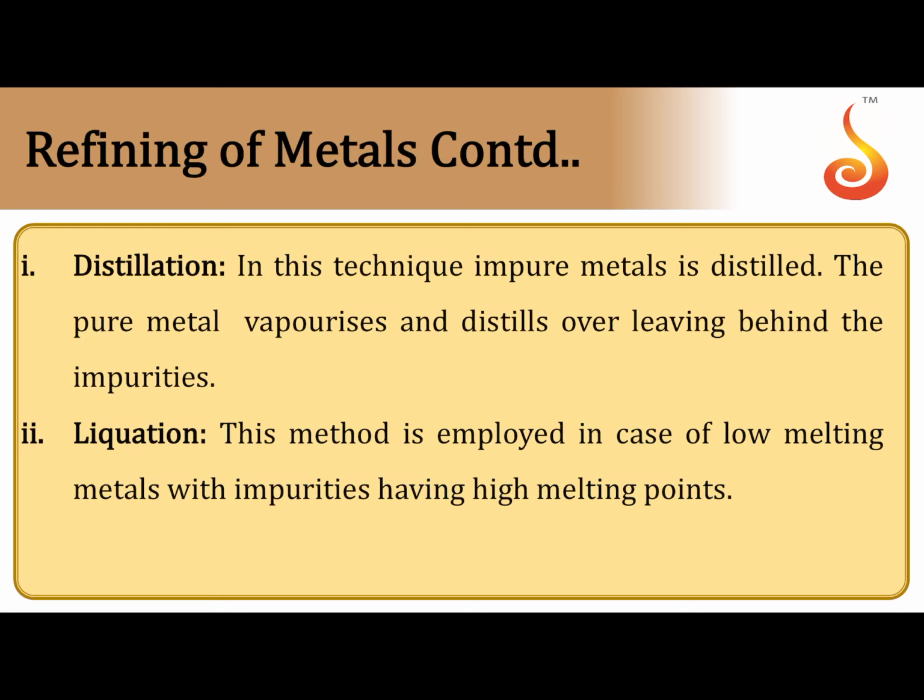Distillation: in this technique, impure metal is subjected to distillation. The pure metal vaporizes, and the vapors are collected and condensed to get the metal in pure state. Liquation: this method is employed in the case of low melting metals, when the metal has a low melting point compared with the impurity metal. When heated to high temperature, first the metal is liquefied, leaving behind the solid impurity metal.